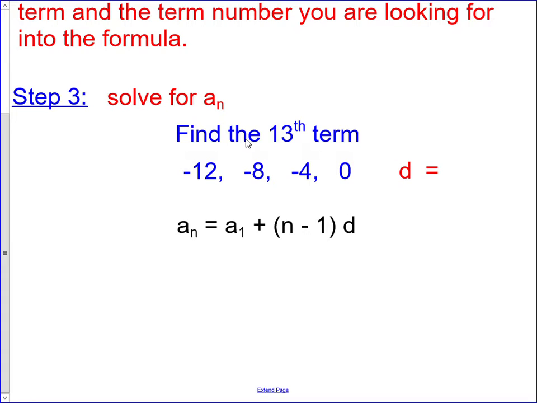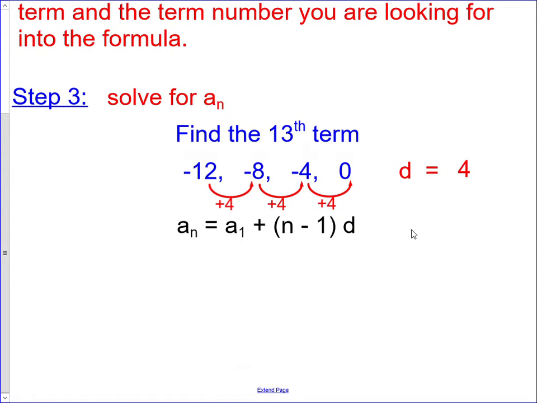We're trying to find the 13th term of the sequence below: negative 12, negative 8, negative 4, and 0. Our first step was to find the common difference. So we look, and from negative 12 to negative 8, they're adding 4. From negative 8 to negative 4, they're adding 4. And from negative 4 to 0, they also added 4. So our common difference would be 4.